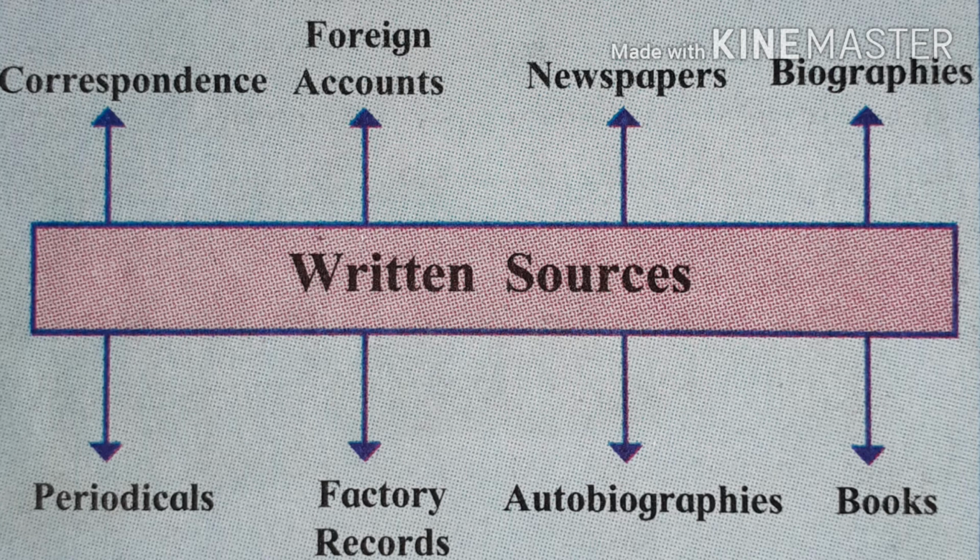What is considered to be written sources? Sources that can be read, so correspondence, foreign accounts, newspapers, biographies, periodicals. So what do you mean by original documents that are made available in the pre-independence period? Now similar to these documents, or documents that provide the information which is similar to the original document, such as correspondence. So correspondence, foreign accounts, newspapers.